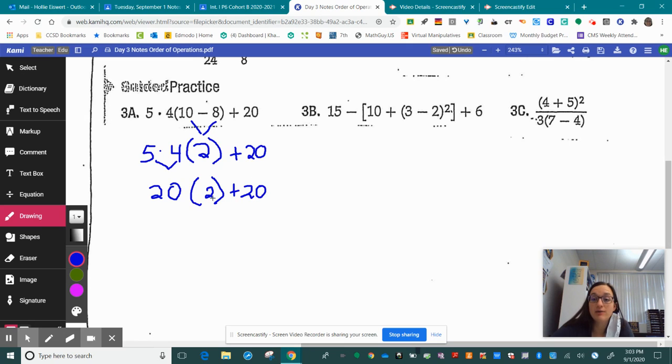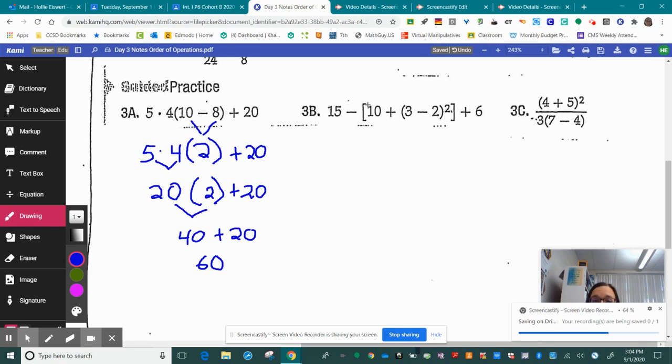And again, we don't have grouping symbols, anything within there. There's just a 2. It's done. So we move to exponents. We don't have any. Multiplication, 20 times 2 is 40. Bring that down, the plus 20. And our final addition here gives us our answer. So we evaluated our expression.